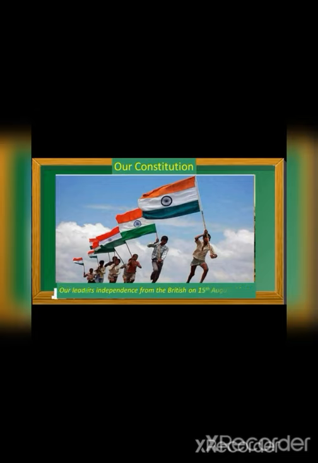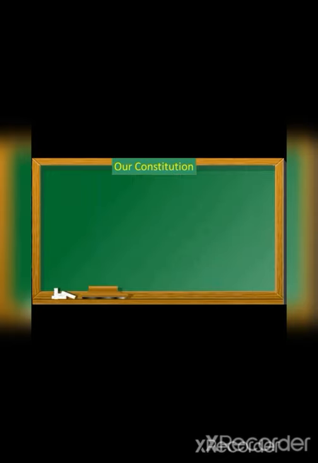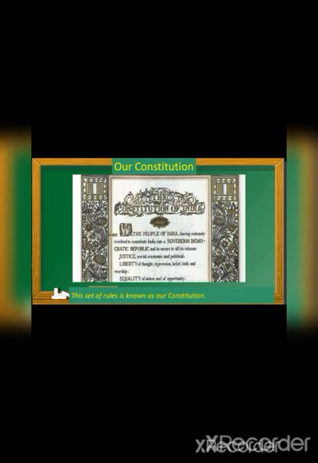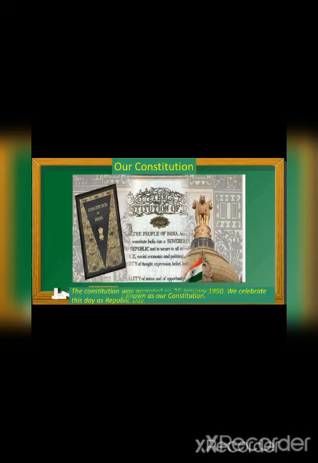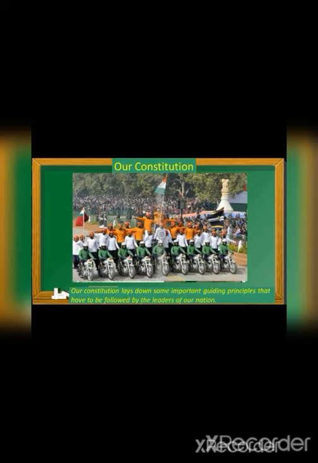Our leaders got together to form a government. One of the first things they did was to make a set of rules, based on which the government would run. This set of rules is known as our Constitution. The Constitution was accepted on the 26th of January 1950. We celebrate this day as Republic Day.